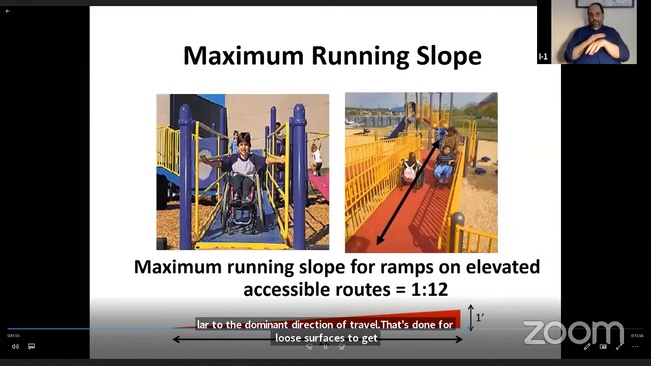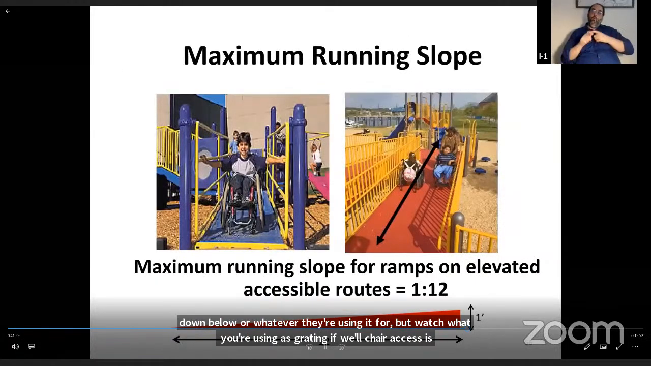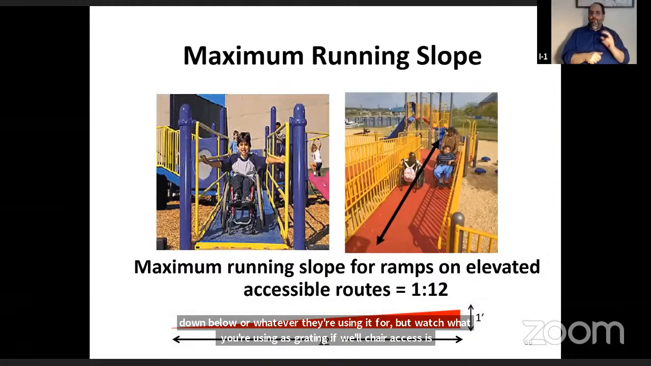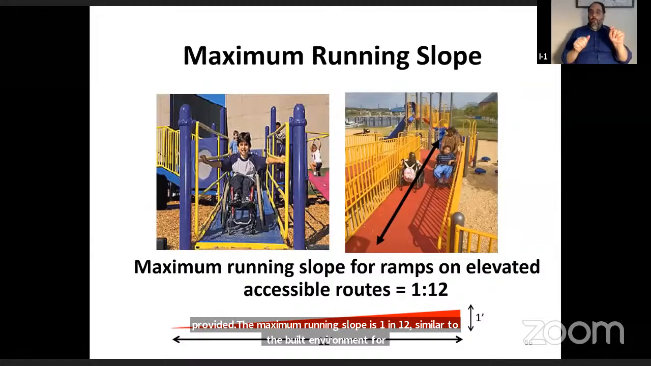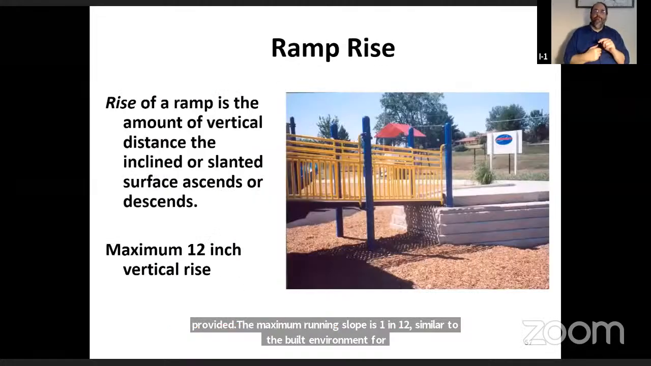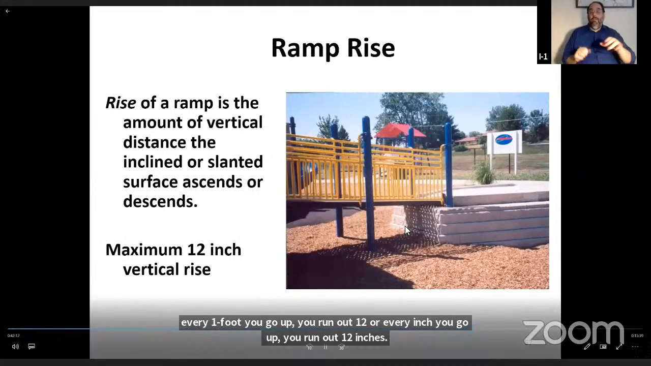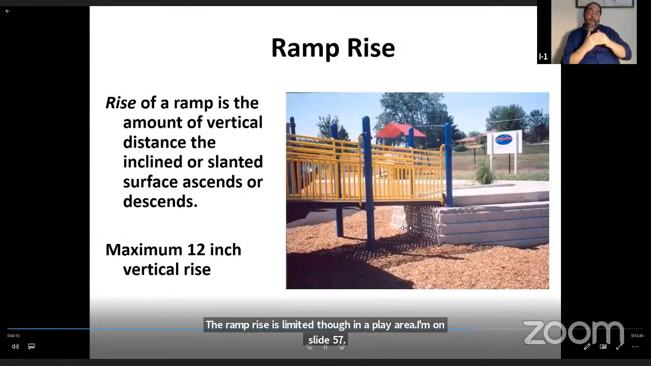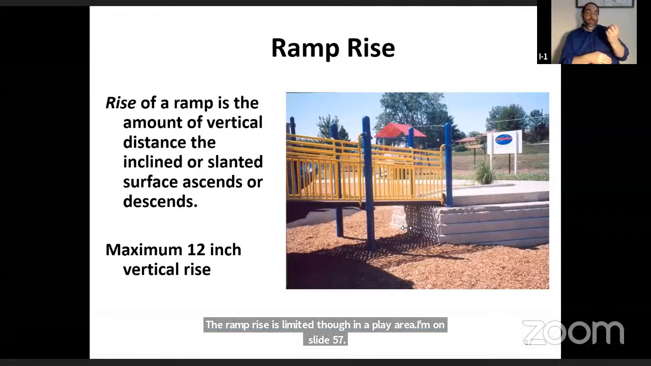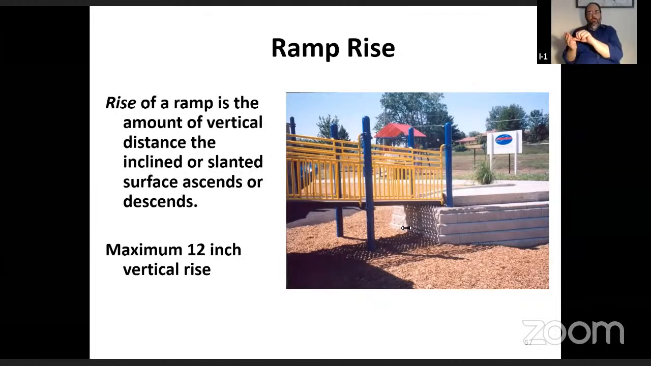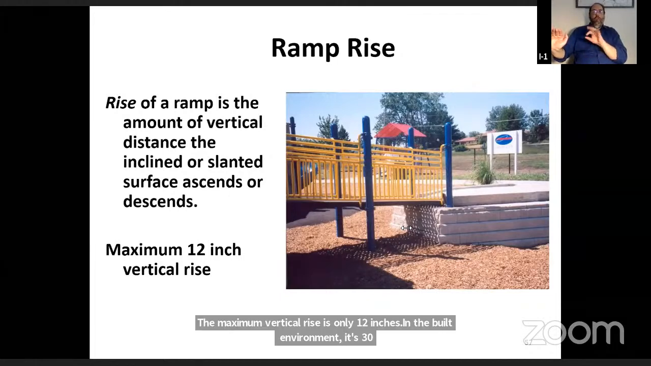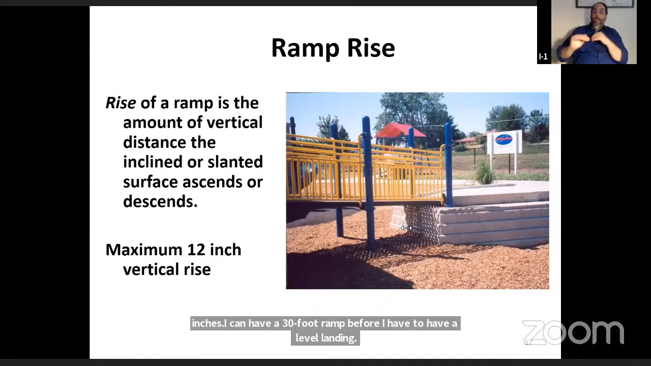The maximum running slope is 1 in 12, similar to the built environment. For every 1 foot you go up, you run out 12, or every inch you go up, you run out 12 inches. The ramp rise is limited though in a play area. I'm on slide 57. The maximum vertical rise is only 12 inches. Remember, in the built environment, it's 30 inches. I can go 30 inches of vertical rise or have a 30-foot ramp before I have to have a level landing. In the play area, you can go 12 inches.